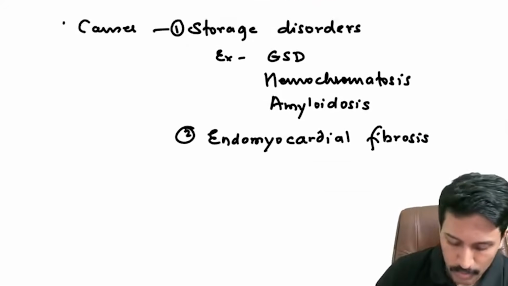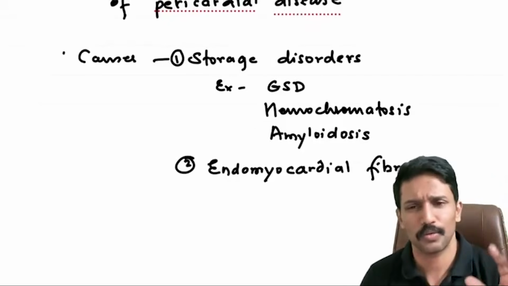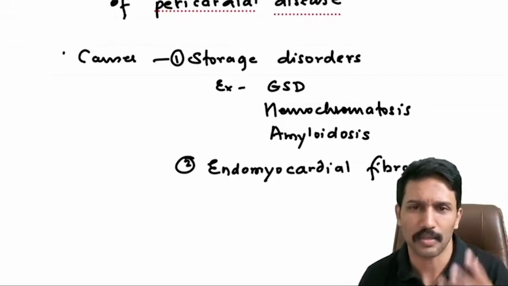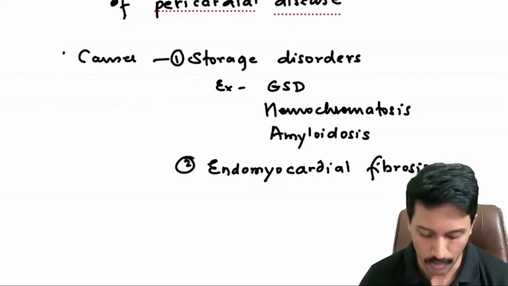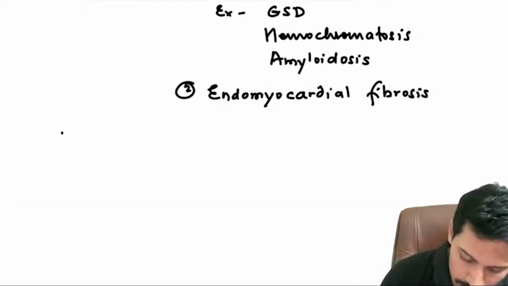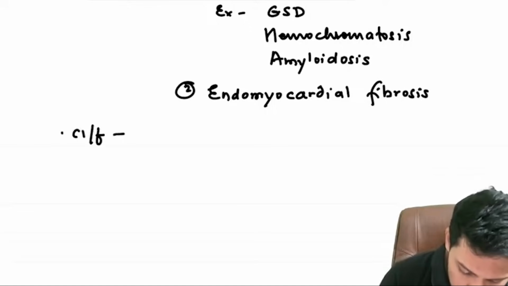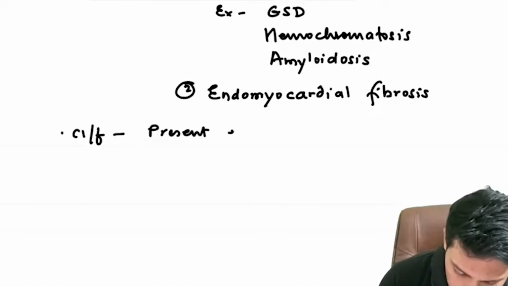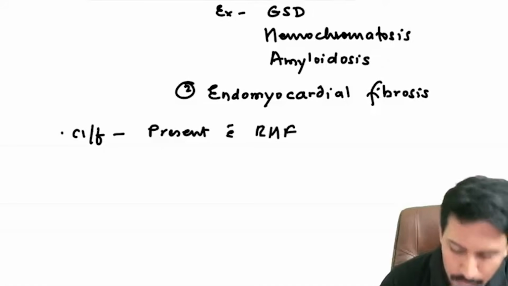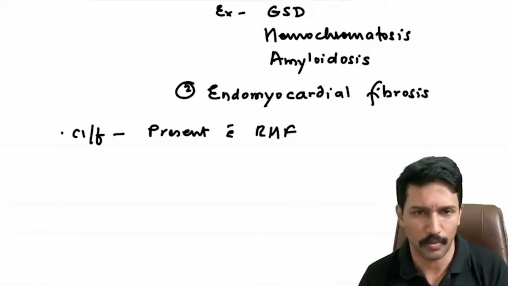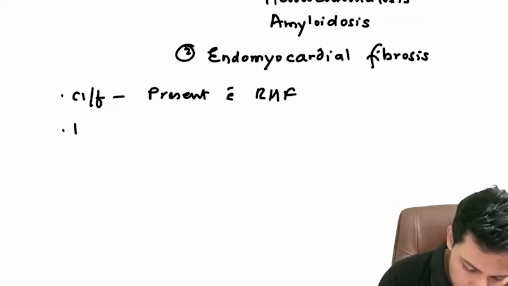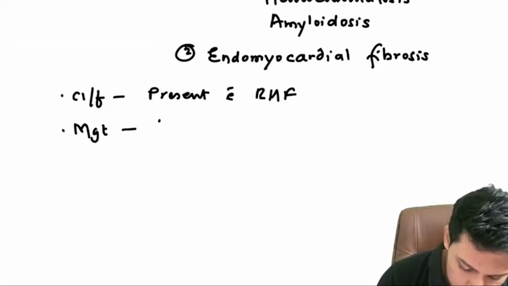Okay. So these are the causes I wanted to mention. Storage disorders, if you can name some glycogen storage disorders, mention it. And then endomyocardial fibrosis. Now, in terms of clinical features, they present with right heart failure. So what are the symptoms of right heart failure? You can elaborate: raised JVP, hepatomegaly, ascites, pedal edema. Management: treating the underlying cause.